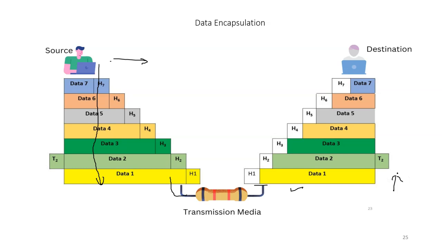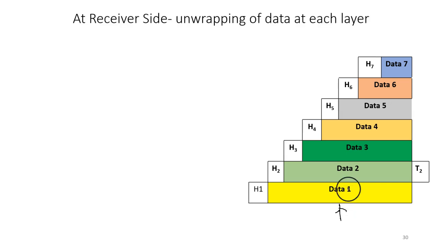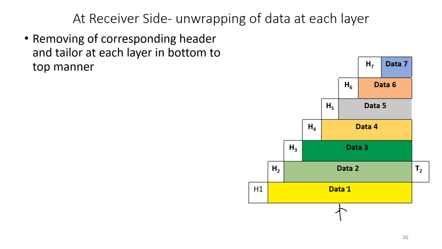Now let's check the receiver side. At the sender side, we have seen that there is addition of data at each layer, and at the receiver end there is removing of data, that is unwrapping of data at each layer. So data is received here at the physical layer of the receiver. So at the receiver side there is unwrapping of data at each layer, as I have told you. We can say that there is removing of the corresponding header and trailer at each layer in a bottom to top manner.